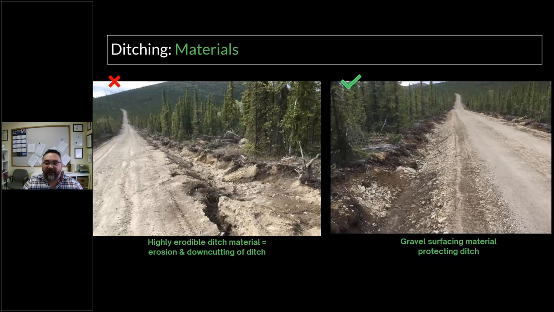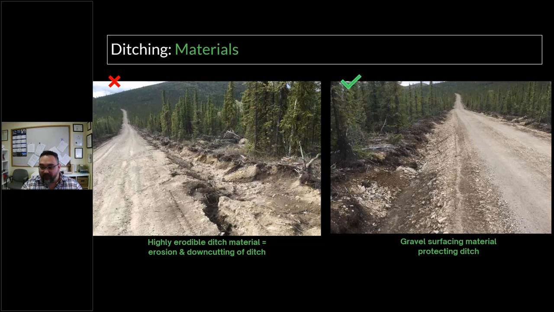And what the ditch is made of has a large impact on its performance and its environmental impact. In this case, which is clearly the same road, on the left-hand side, you can see that the fine-grained soil that's underneath is highly erodible, and it's resulted in downcutting of the ditch. On the right, what happened is actually the gravel surfacing material that was pushed over has armored the ditch, and in the same area, you have two very different performances of those ditches.